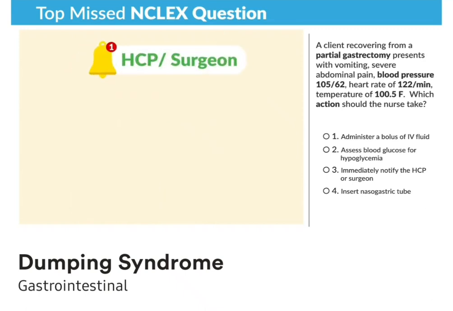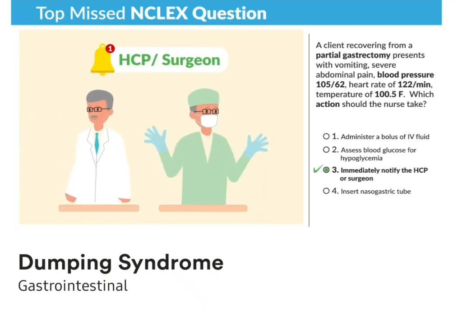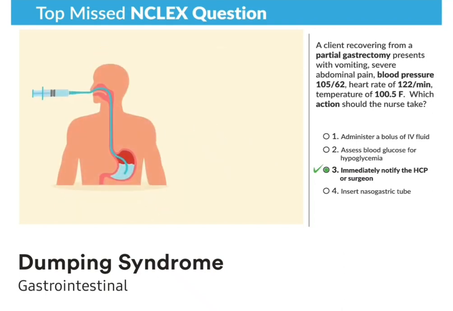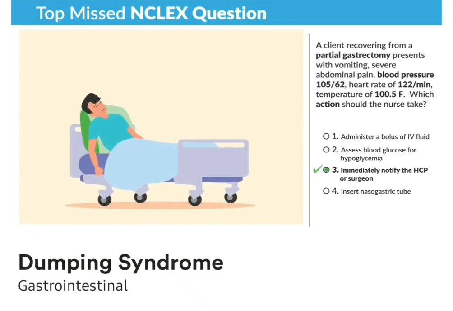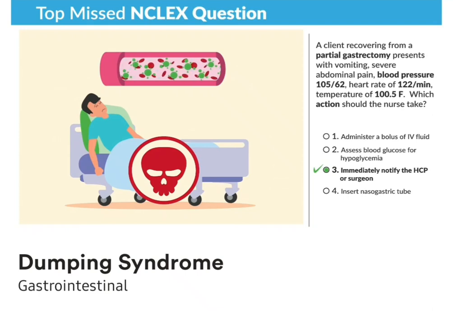Now, option 3, immediately notify the HCP or surgeon. Yes, this is the priority first action. Always report or notify the HCP when you see signs and symptoms of shock. Now, option 4, insert a nasogastric tube. No, this one's close. I can see if you chose that because of the vomiting here. But the question clearly states that the vital signs are indicating septic shock, specifically with the blood pressure and the temperature being elevated there. All right, that wraps.